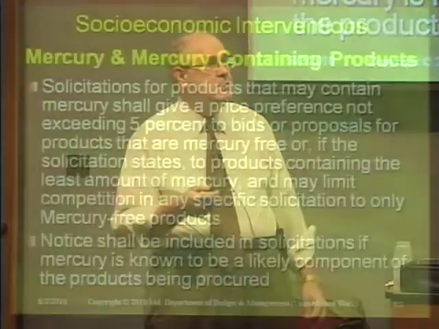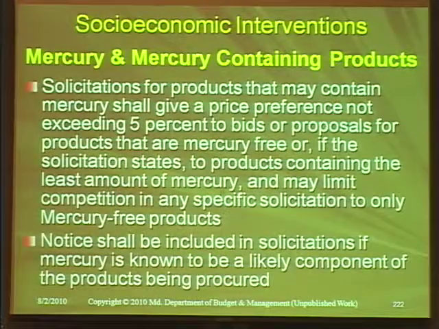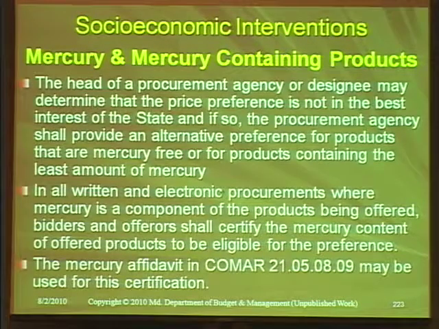All right, so you can read the slides on mercury and what you can do. And again, you can give a 5% price preference. Notice shall be included in the solicitations if mercury is known to be a likely component of the products being procured. So if it is, you're supposed to say something about mercury. And you can determine that the preference is not in the best interest of the state, et cetera, et cetera. In all written and electronic procurements where mercury is a component of the products being offered, bidders and offerers shall certify the mercury content of offered products to be eligible for the preference. And there is a mercury affidavit.